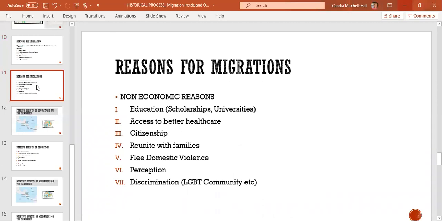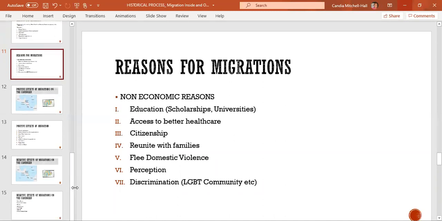There are non-economic reasons why people migrate, and some of these non-economic reasons include education. You get a scholarship to go abroad to study. You go abroad, you leave. You maybe go for a short term period. Majority of the people go abroad to work, to study.